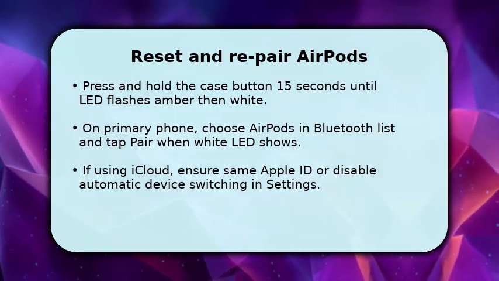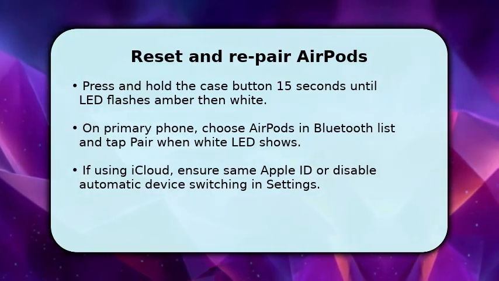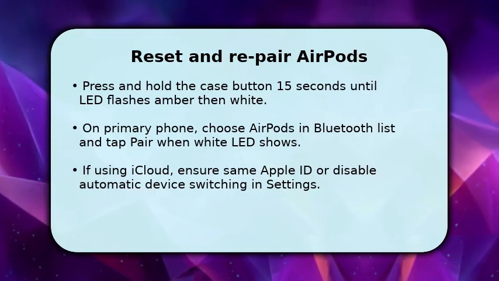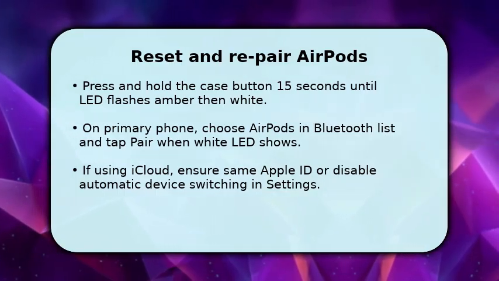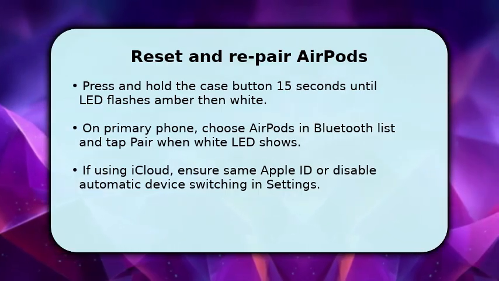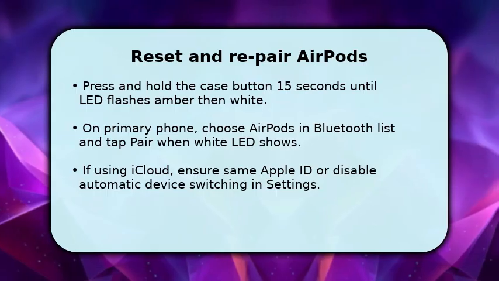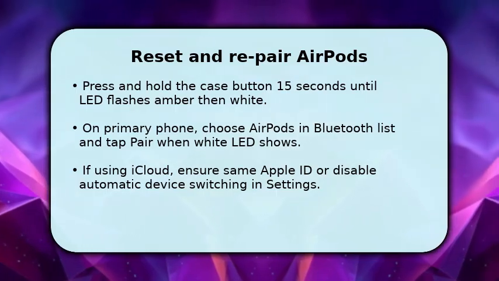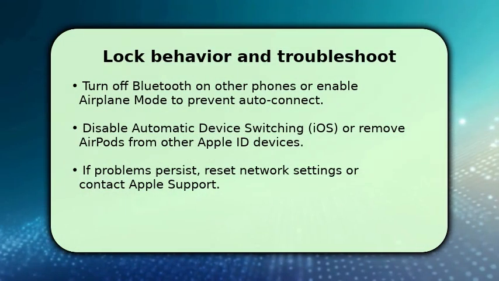Next, with the case lid open and AirPods nearby, tap the AirPods entry on your primary phone's Bluetooth screen and accept pair. If you use iCloud, be aware automatic device switching can pair across your Apple ID, so adjust that setting if needed. Finish by locking down behavior.